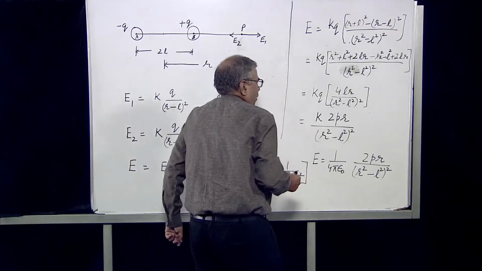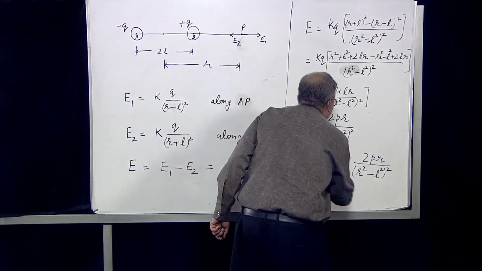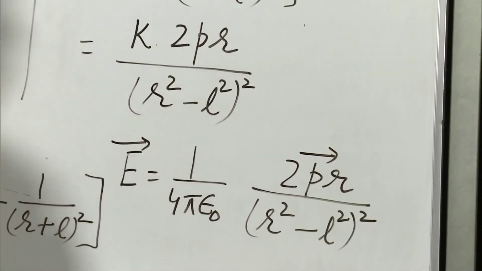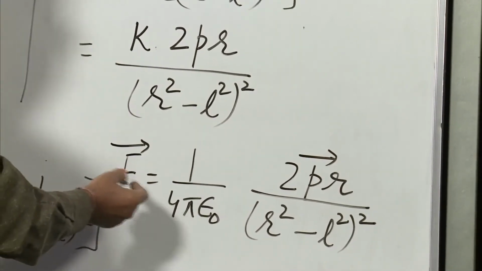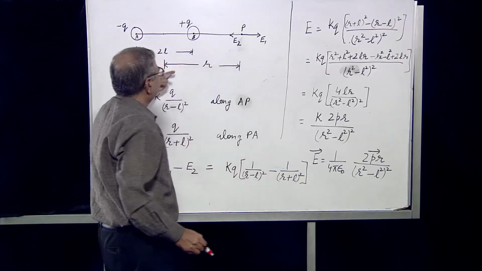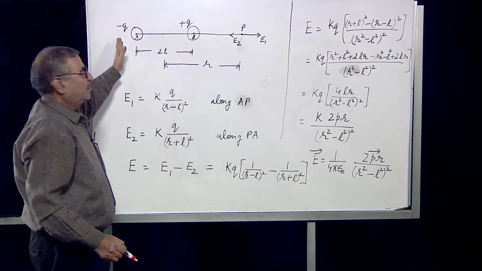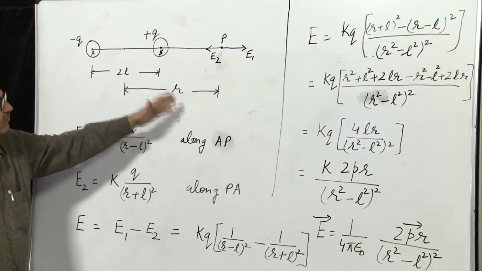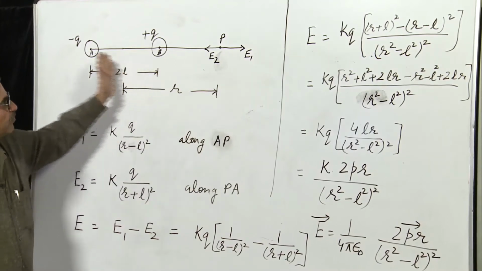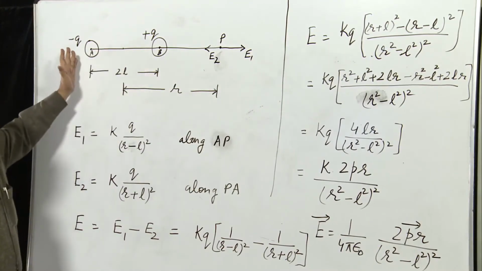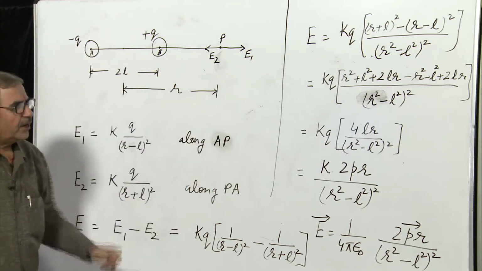Now electric field E is a vector quantity, so it will be directed along the direction of P, means it is having the same direction as that of the dipole moment, and dipole moment in this case is directed from left to right, negative charge to positive charge. So net electric field is also from negative charge to positive charge, that is from A to B or A to P.